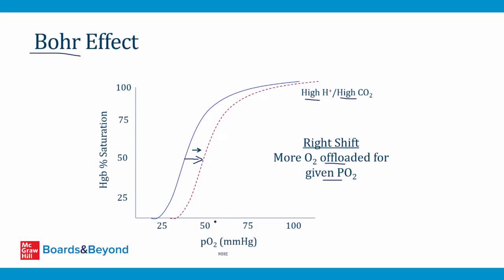If you look at the bottom of this slide on the x-axis, for any PO2 level, let's just pick 50 here, you are going to be 50% saturated with hemoglobin on the right curve and 75% saturated on the blue curve. So we have offloaded all this oxygen by shifting from the blue to the red curve. And that is a description of the Bohr effect and why it's beneficial for the release of oxygen.